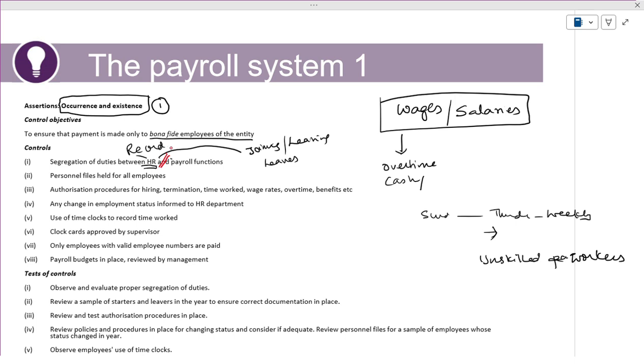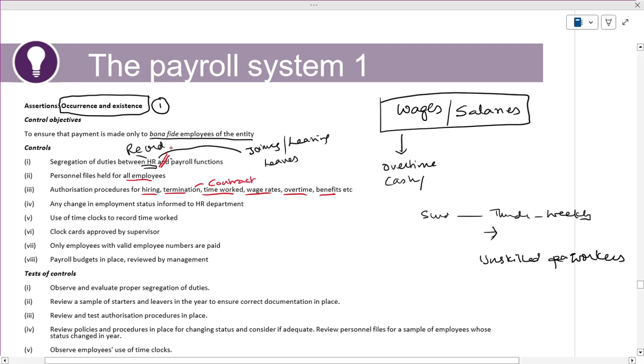Two different people. Personal files are held for all employees. You have your own personal file with the HR department, from the date of joining till the date of leaving. Even if you leave the organization, the file will be there. Now everything is in soft copy. Authorization procedure for hiring, termination, time worked, wages, overtime and benefits will be there in the contract.